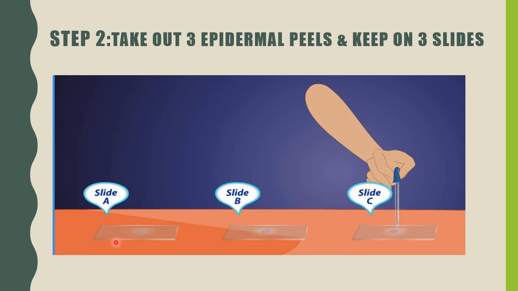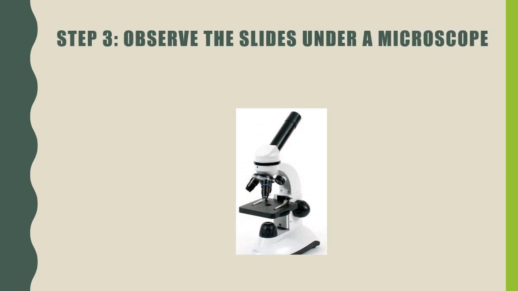On slide A, put a drop of plain water. On slide B, put a drop of concentrated sugar solution, and on slide C, put a drop of saline, a concentrated salt solution. Now, what do you think you'll see? Observe these slides under a microscope. Do you think some difference will be observed? Take a minute to think this over based on what you had studied in transport across cell membranes.